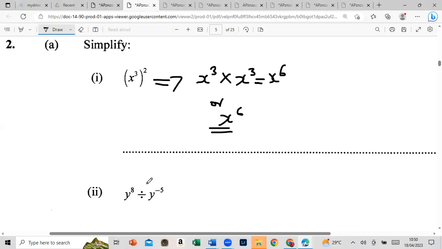So we have y to the 8 divided by y to the minus 5. The rule when we are dividing is a little bit different. When we are dividing, the base is the same, we subtract, so we're going to minus, minus 5. And be careful, guys, with this figure. This is going to become 8 plus 5. So that will work out to y to the 13. 8 plus 5, 13. And that would be our answer.